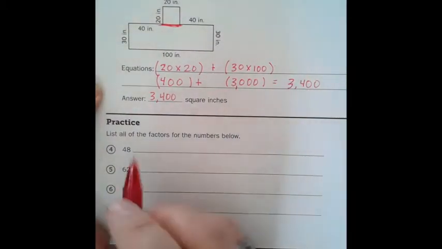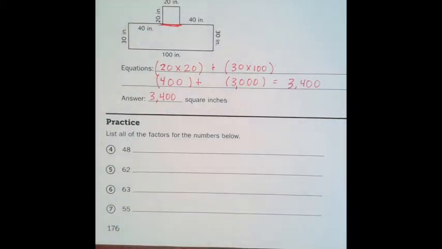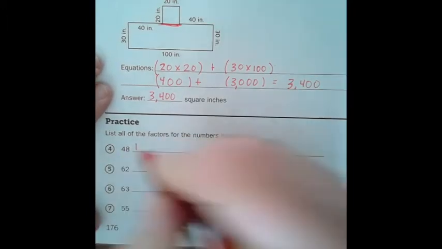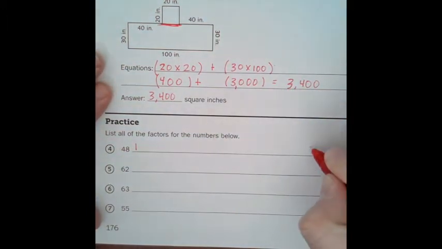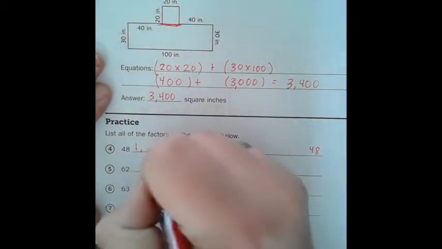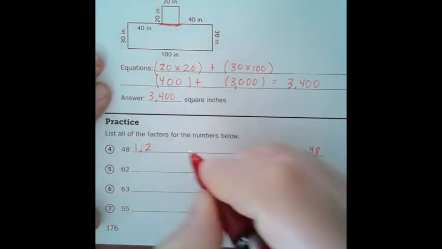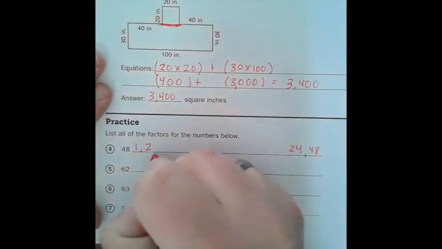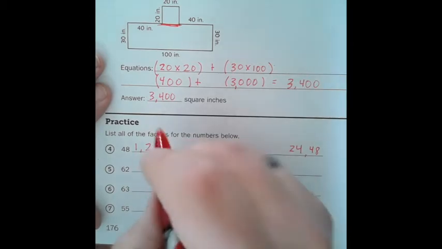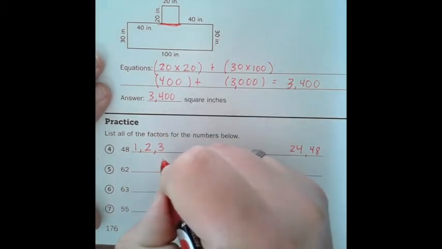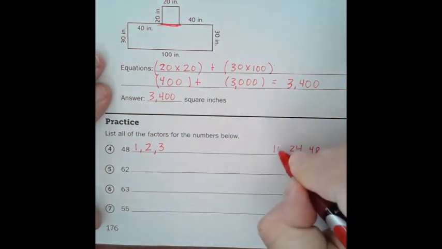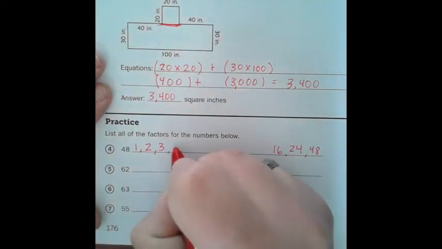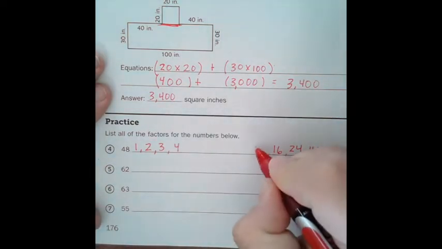All right, below here is our practice, and we're practicing factors. They're asking you to list all the factors for the numbers below. 48 has quite a few. You start with 1 and 48, and we know that 48 can be divided by 2. So there's 2, and 48 divided by 2 is 24. 48 can also be divided by 3. So 3 times 16 is 48. 48 can also be divided by 4, which would be 12.